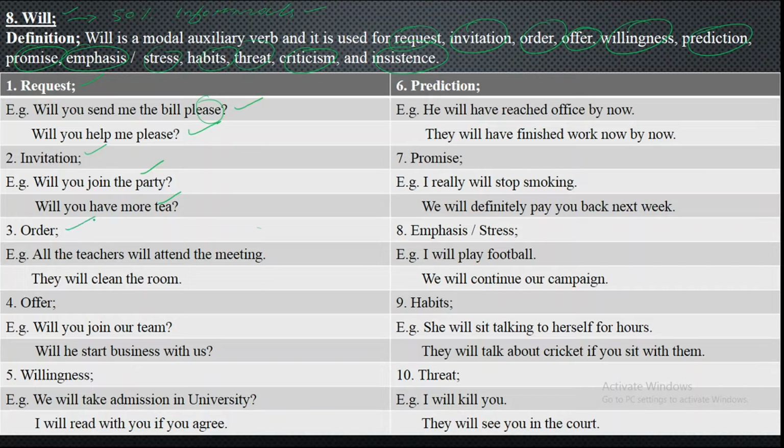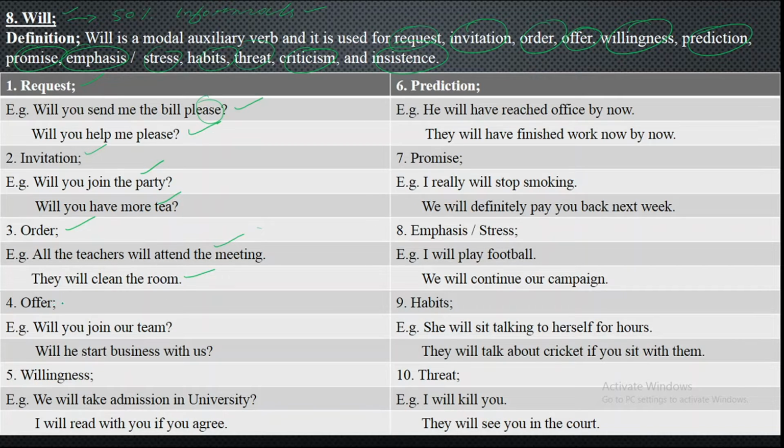The third usage of modal auxiliary verb, that is order. All the teachers will attend the meeting. Now this is the order of principal who is giving it to his teachers, that all teachers will attend the meeting. And they will clean the room. Now that can be the order of a headmaster who is giving this order to his peons or to the workers to clean it.